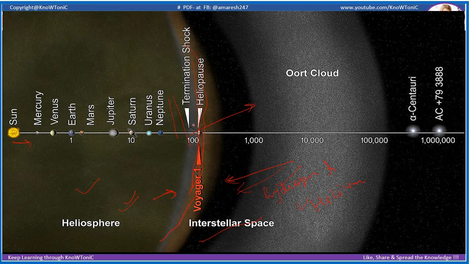Now the point at which they interact creates a termination shock zone, which abruptly slows the movement of the solar wind. When the solar wind interacts here, this is the termination shock, the zone in which the solar wind abruptly slows.